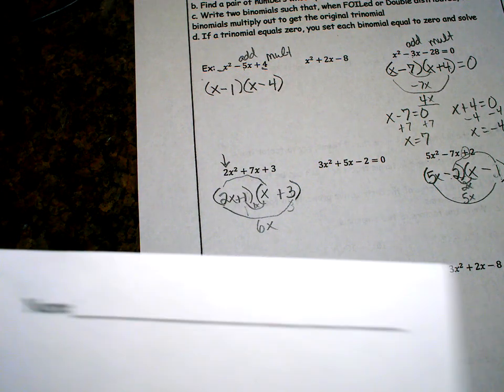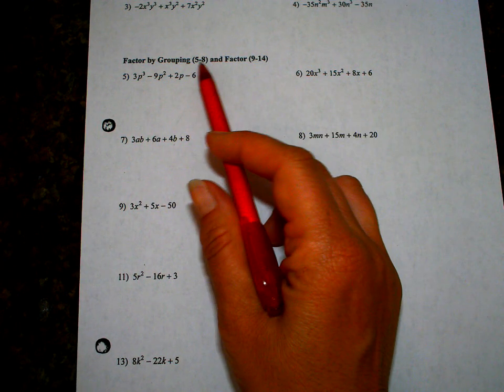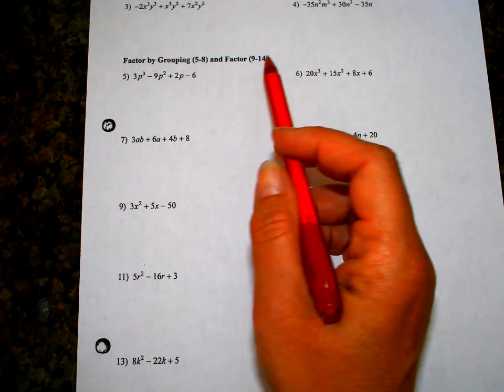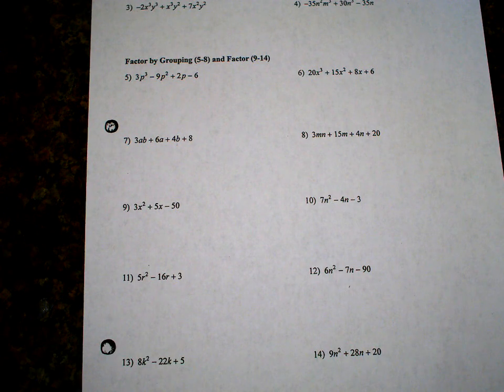Your homework tonight is these 14 problems and the other video and the other worksheet. Okay, there's a lot going on. I did give you a hint that 5 through 8 is grouping and the normal factoring is 9 through 14. So that being said, you have 2 worksheets to turn in today. I need you to attach 2 worksheets to the assignment.